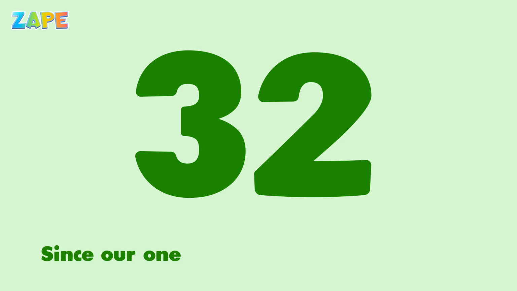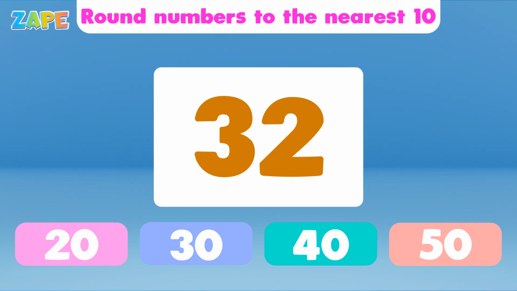Since our ones digit is 2, we round down. So 32 is closer to 30 than to 40. When we round it to the nearest 10, we get 30.